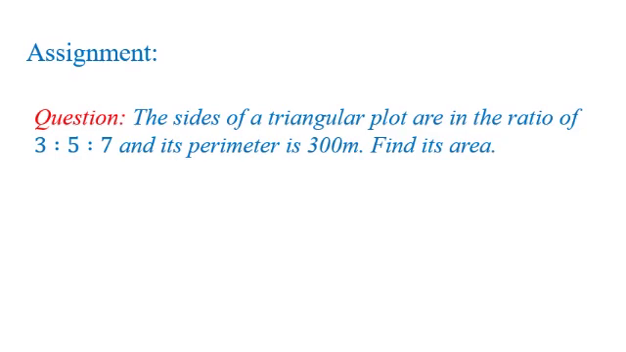Now, this is the assignment based on today's session, which is similar to what we have solved just now. The question says the sides of a triangular plot are in the ratio of 3:5:7, and its perimeter is given, that is 300 meters. So we have to find its area. We can approach it in a similar way.